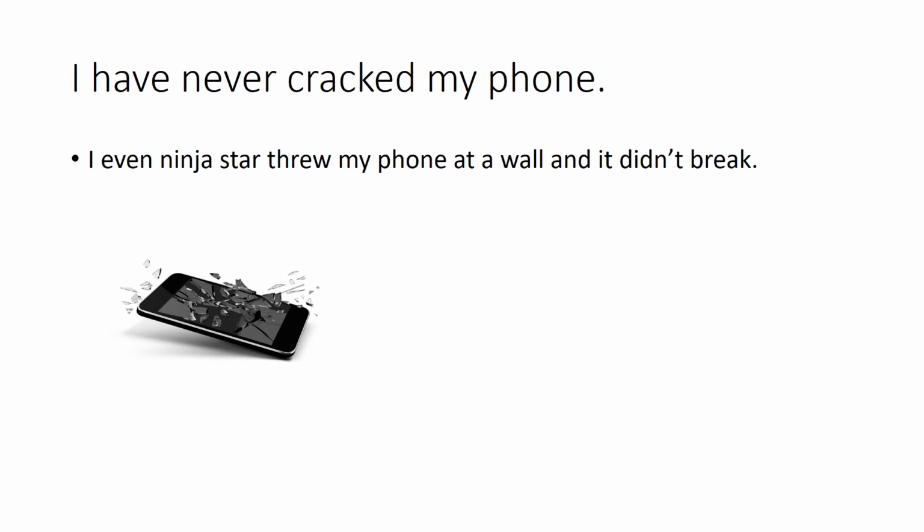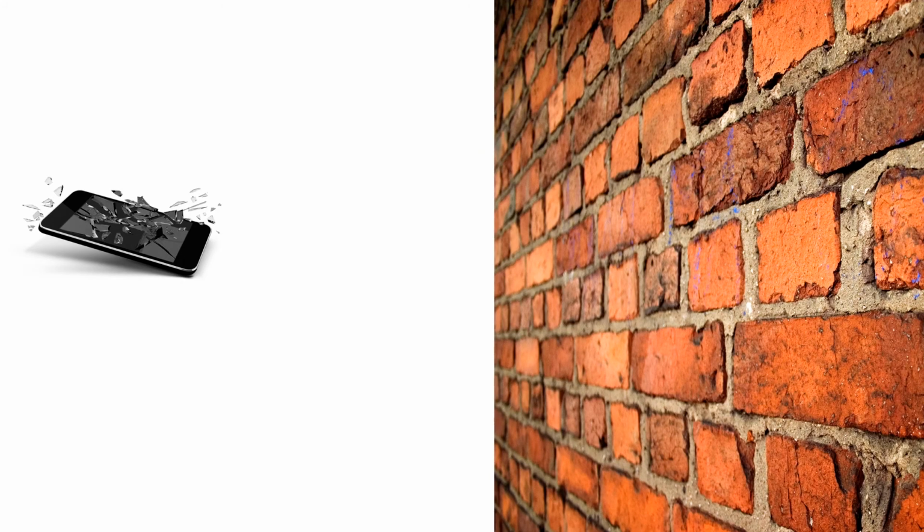This is a nice slide. I've never cracked my phone. I've thrown a ninja star through my phone at a wall and it didn't break. But look, complete sentences, I've got much more text than I need. And while that's a nice picture, can I add some interaction and make this more interesting with some animation? How about this? Why don't I just say the text instead of putting it up on the screen? The audience doesn't really need to know that.